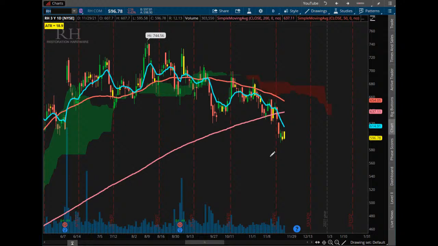Double inside day below the ADMA, right? So just kind of struggling here. Watch for a gap down in case it does. If it does, it might be a little bit nasty.